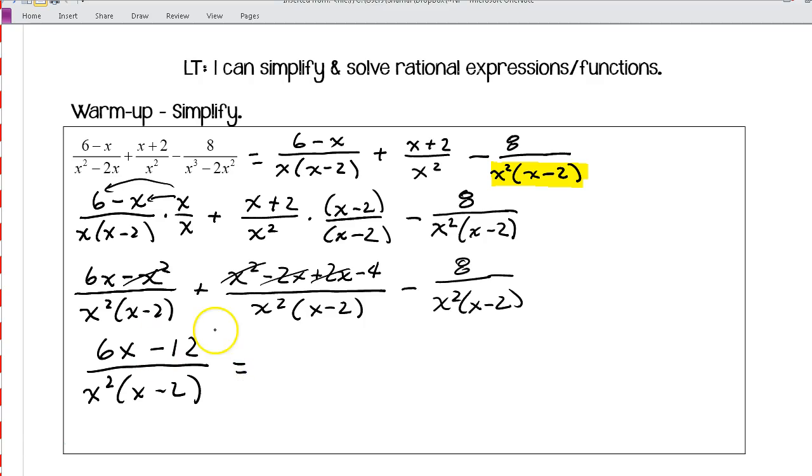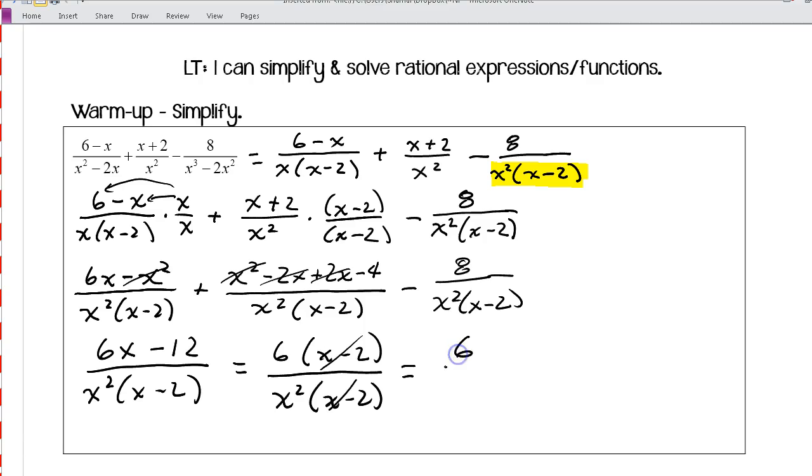So let's factor that numerator and see what happens. We've got 6 times x minus 2 over x squared times x minus 2. And these x minus 2's are going to cancel now. And I'm just left with 6 over x squared. So that's a little refresher for us, finding common denominators to add and subtract.